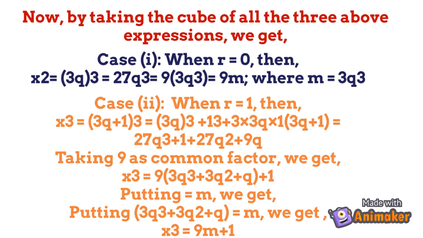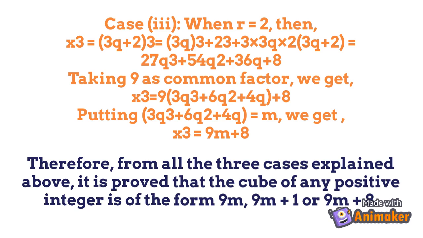Okay, now let's take 3q cube plus 3q square plus q in the bracket as m and place it beside 9. So we get 9m plus 1. So this expression is proved. Let's see case 3, where r equals 2, then our expression is 3q plus 2 for x in this case. So let's convert it into a cube. We get x cube equals 3q plus 2 whole cube, and after taking out the cube of this expression, we get 27q cube plus 54q square plus 36q plus 8.